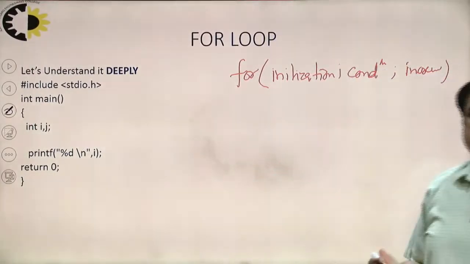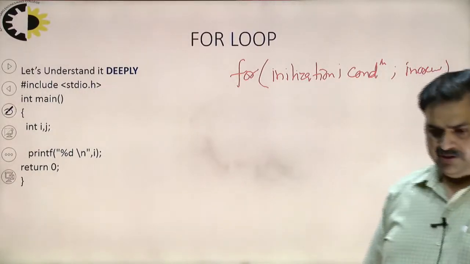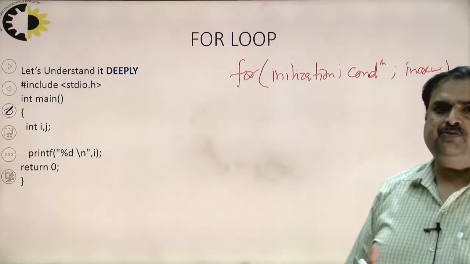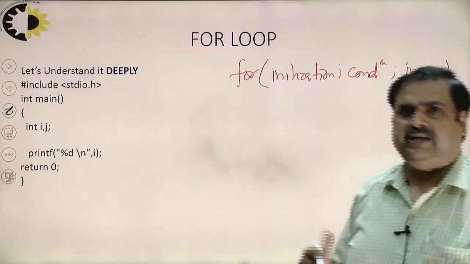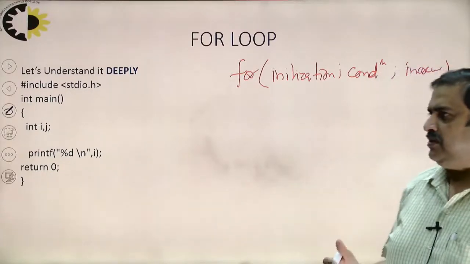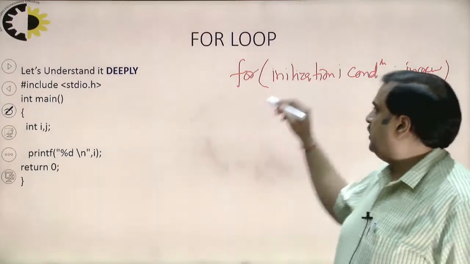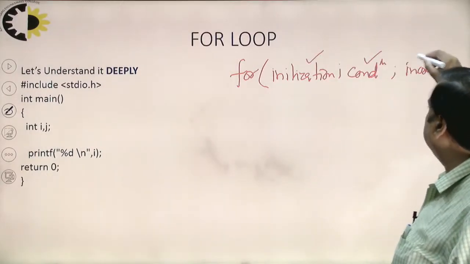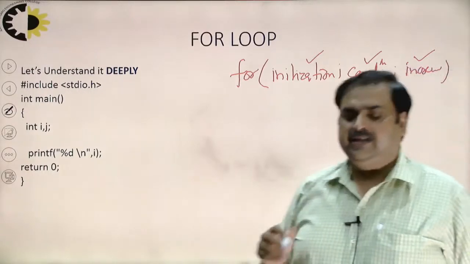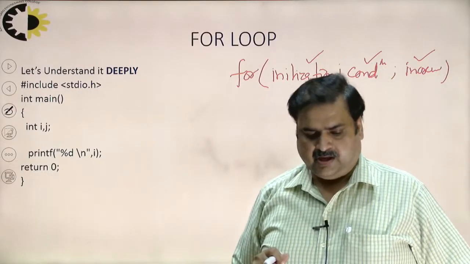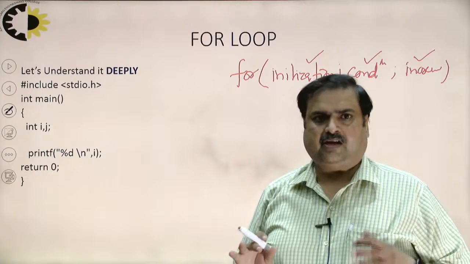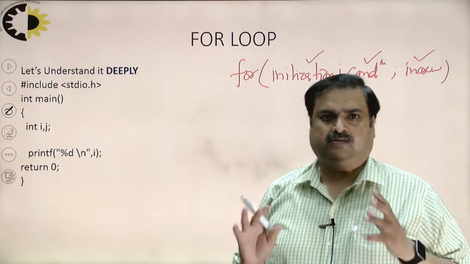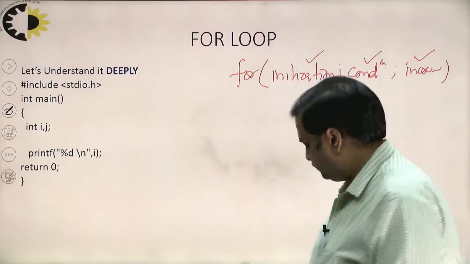How many times is which part executed? If I say I am executing this loop for 10 times, then how many times will this initialization execute, how many times will this condition part execute, and how many times will this increment or decrement part execute? Let's try to understand how this for actually works.